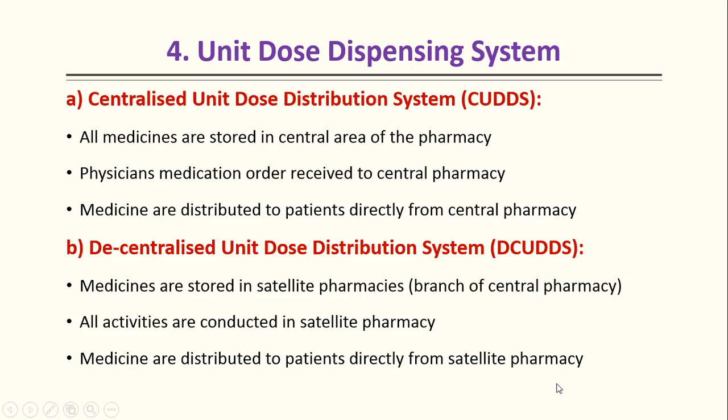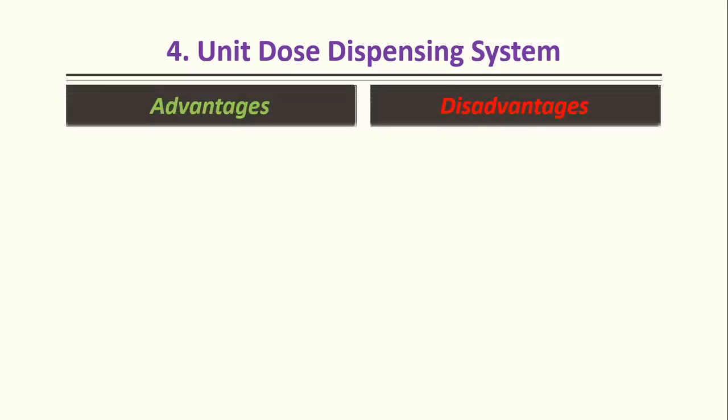So satellite pharmacy is a branch of the pharmacy, and when the medicine is distributed by the satellite pharmacy, it is called a decentralized unit distribution system. And when the medicines are dispensed by the central pharmacy, it is called a centralized unit dose distribution system. Let's move forward. So here we'll see the advantages and disadvantages of unit dose dispensing system.